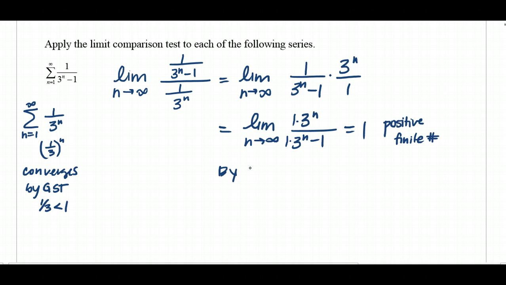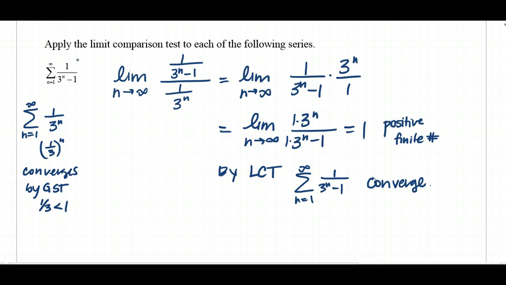So by the limit comparison test, the original series is also going to converge. The two series whose general terms we compared are going to have the same behavior. We picked a convergent series to compare it to, and since we got a positive finite number, the series 1 over 3 to the n minus 1 is going to converge.